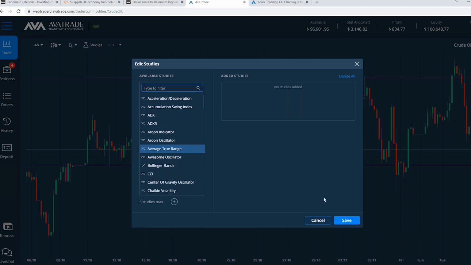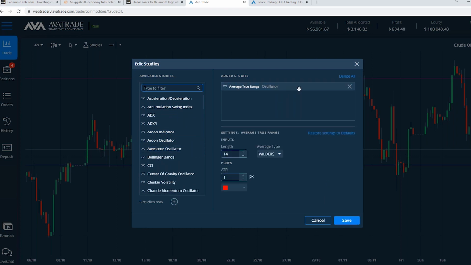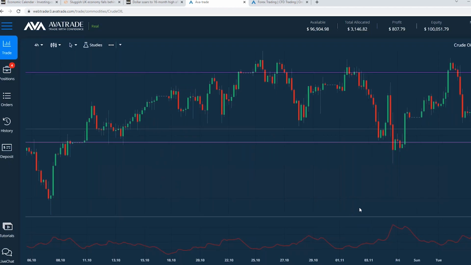Okay. Double click and it moved it here, and then I can change the settings, and anything in this box when I click save will be added to the chart. There's my average true range indicator. So you can add any indicator very easily to the chart without any issues.